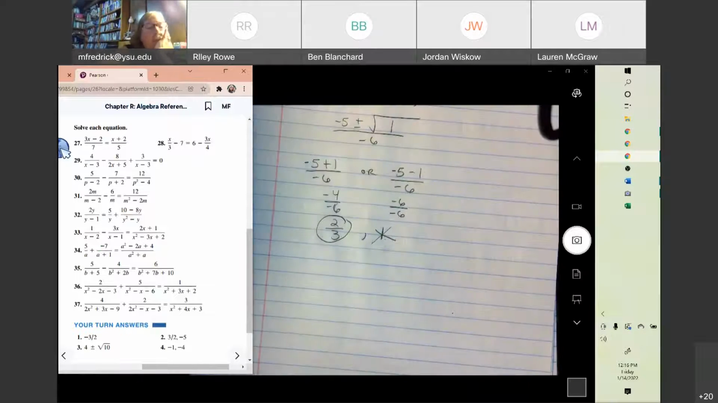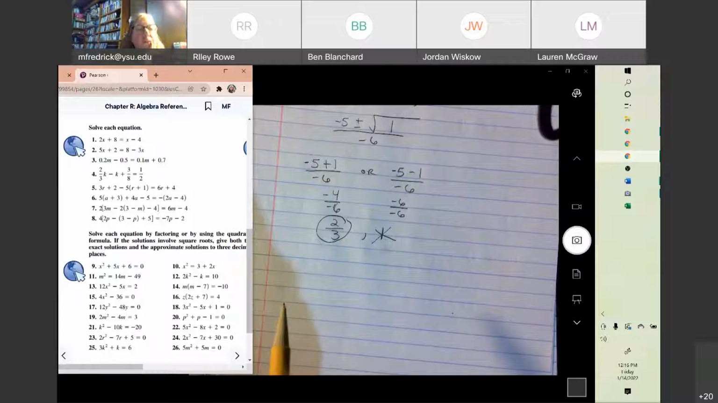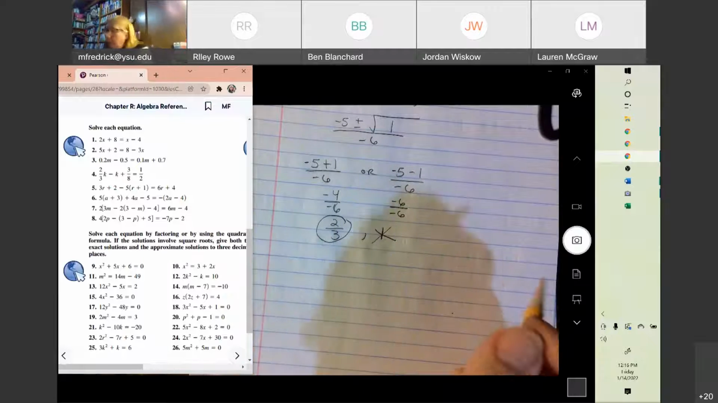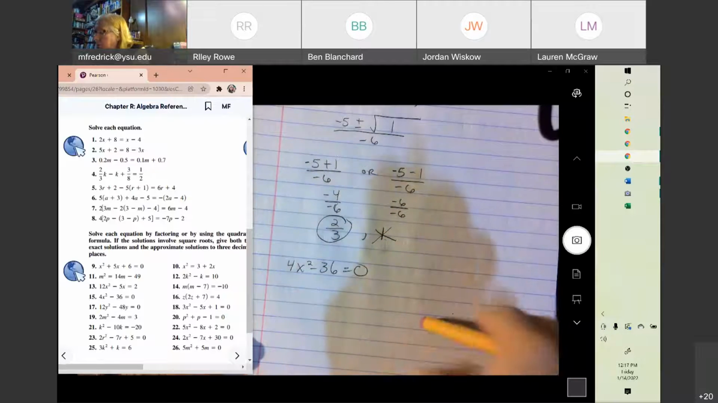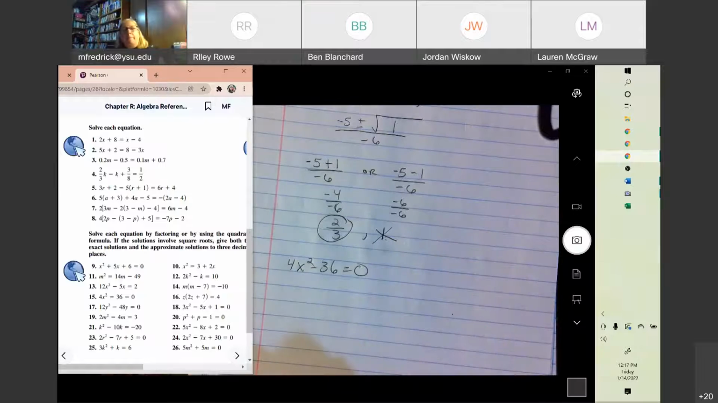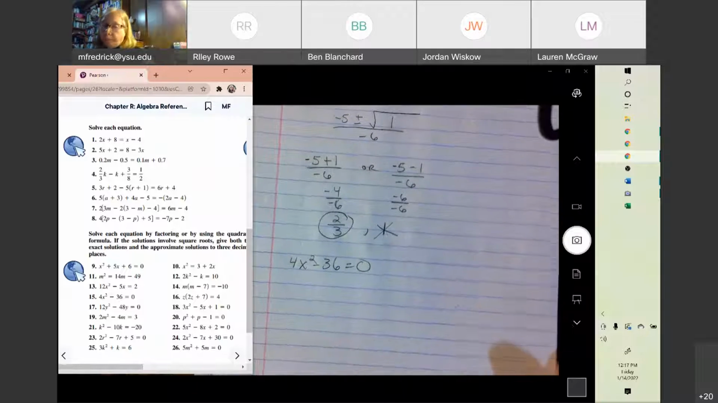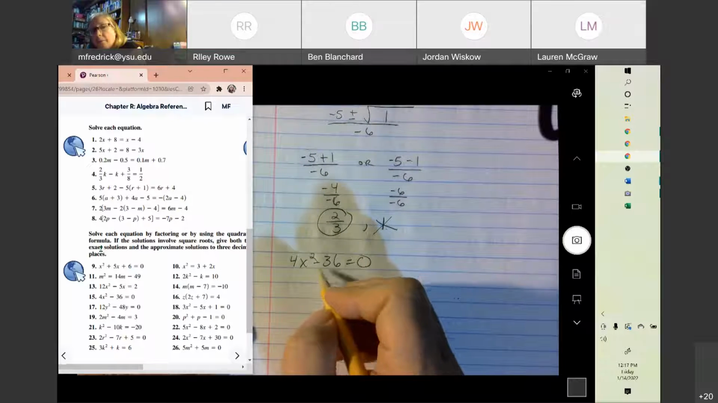Okay. One other one that I wanted to do, like 15. 4x squared, I don't think I did it. 4x squared minus 36 equals 0. There's a couple ways you could solve it. One would be the quadratic formula. Another way of solving it, we could factor it.